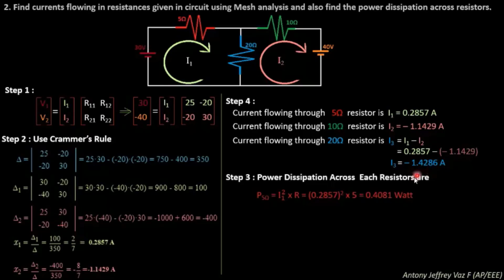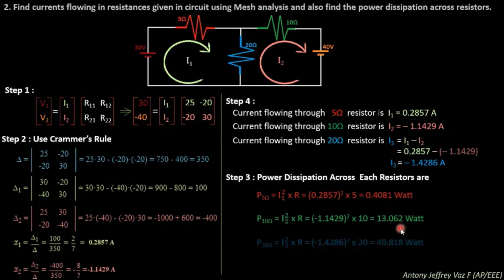To find the power dissipation, very easy. The only formula is I square R. To find the power dissipation across the 5 ohm resistance, I1 square into 5 ohm. I1 is 0.2857 whole square into 5, which is 0.4081 watts. Then the power dissipation across the 10 ohm resistance is I2 square into R, minus 1.1429 whole square into 10. You will get 13.062 watts.